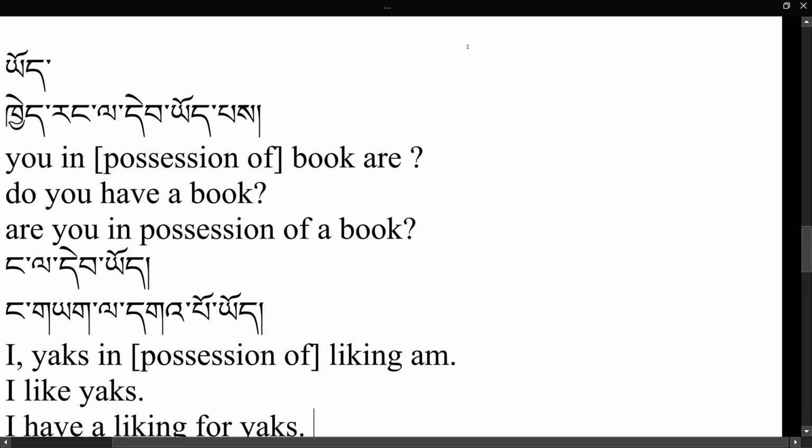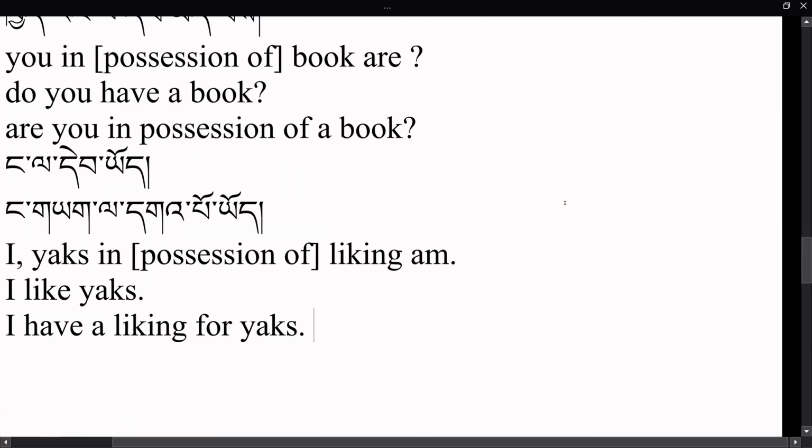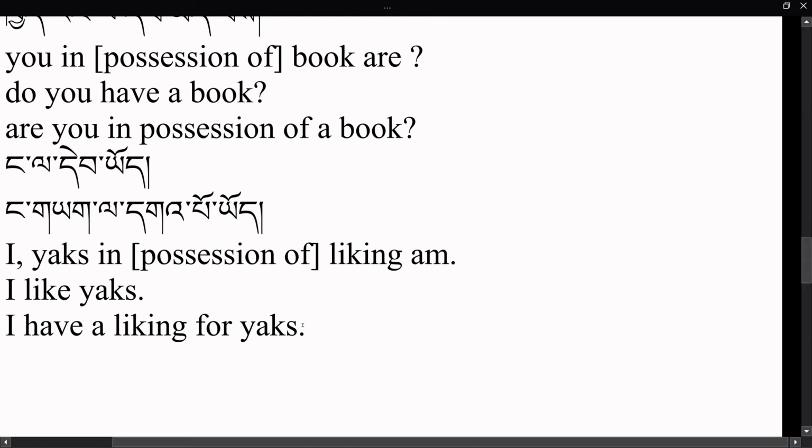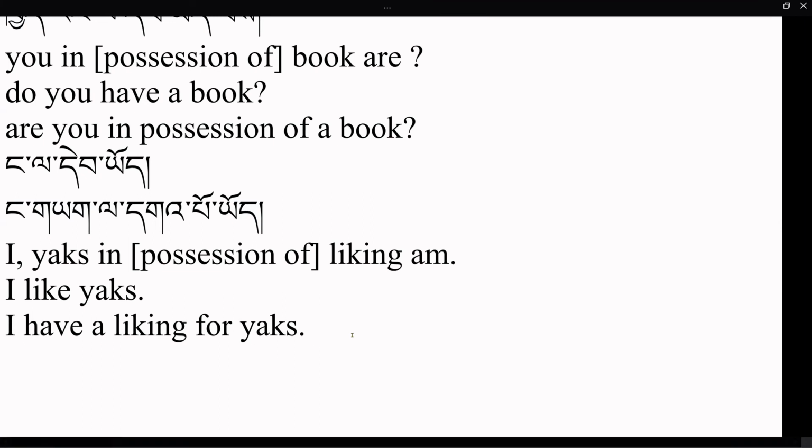I was continually confused about how to express when you like something. I mean, it's also just a matter of using it many, many times, and then it becomes a habit. But for myself, I like to have an intellectual understanding of what's actually going on in the sentence, so that when I want to make different kinds of sentences, I know what's happening so I can be creative and make new structures. So this is how I like to think of this. I am in possession of liking yaks, something like this.